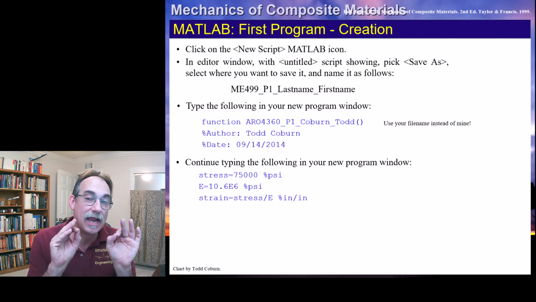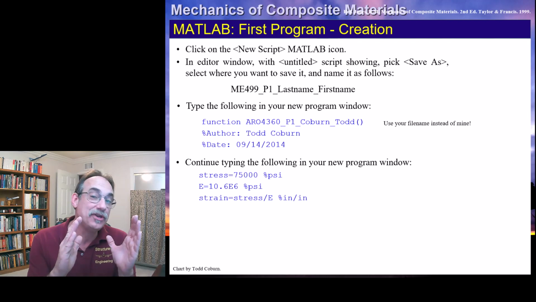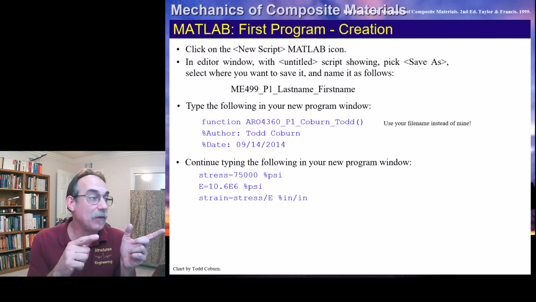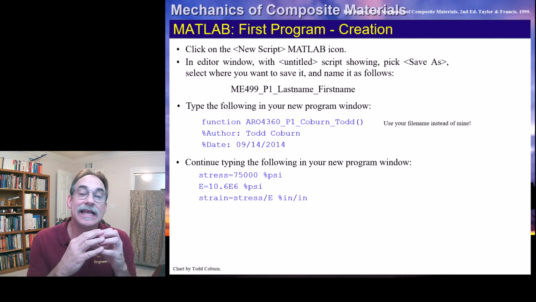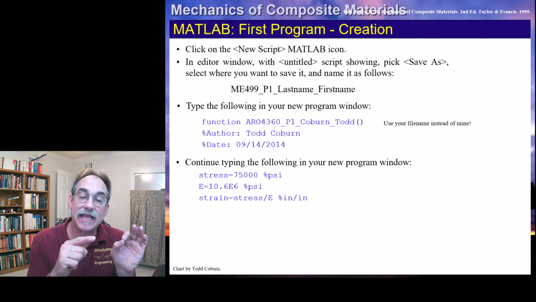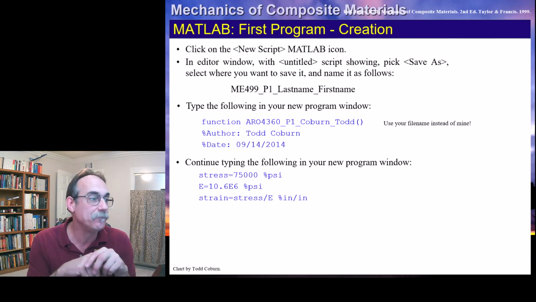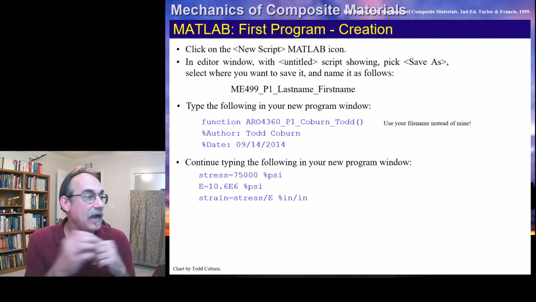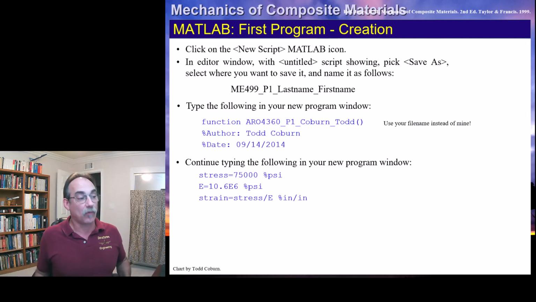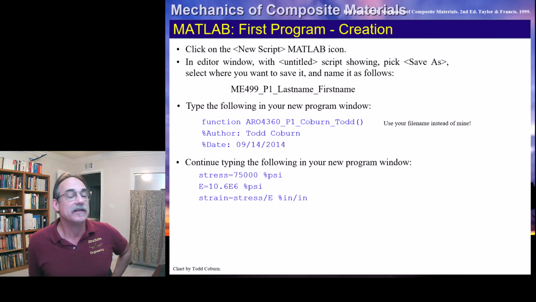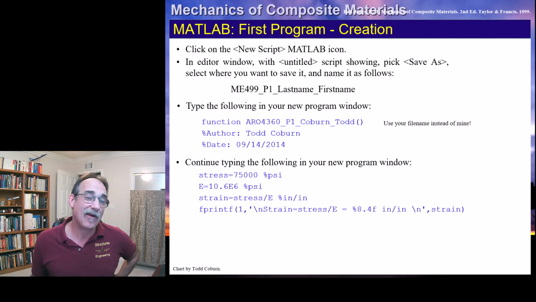Then if I type strain equals stress over E, strain is a new variable name. Stress is a variable name we already assigned to 75,000. E is a variable name we assigned to 10.6 million. And this is going to spit out the strain for that stress and that modulus. That's a pretty simple program, one of the simplest programs we can write, and that will report back what that number is. Now, if we want to make our output fancier, we can use the fprintf command.